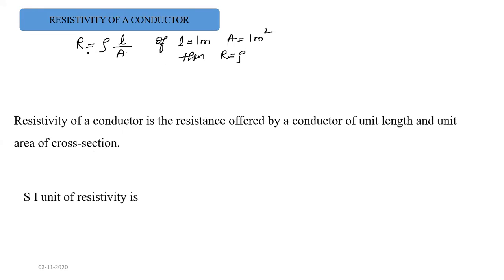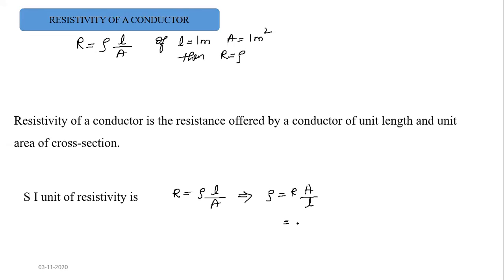Now you can use this equation only. From R is equal to rho into L divided by A, this implies that rho is equal to R into A divided by L. So if you rearrange this for rho, you get rho is equal to R into A divided by L. So what is the SI unit for the resistance?